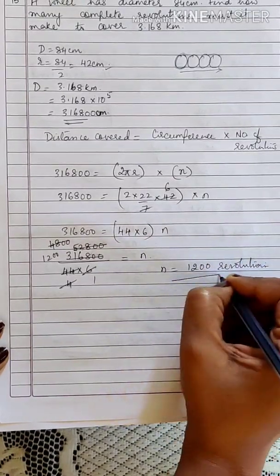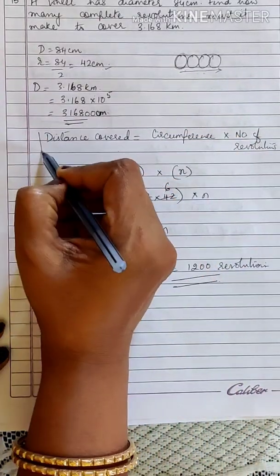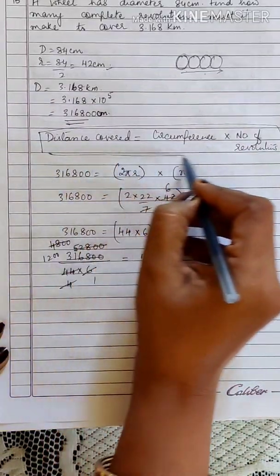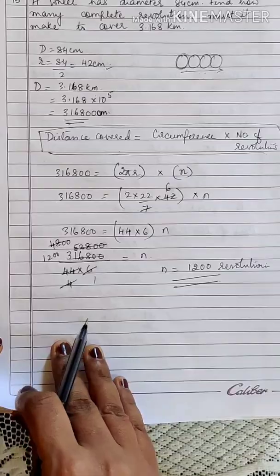Now if you observe, when the wheel is moving, circumference and the number of revolutions are involved. So this is the formula you use. Distance covered is equal to circumference into number of revolutions.